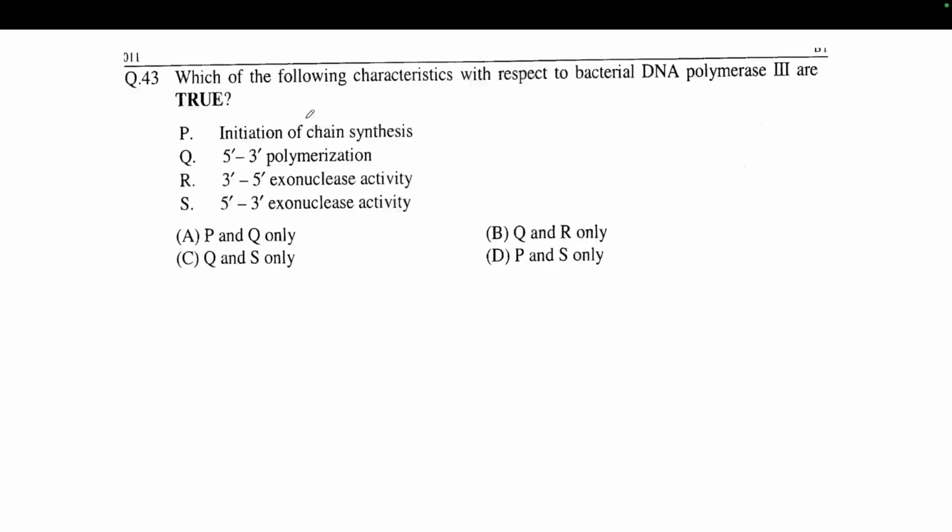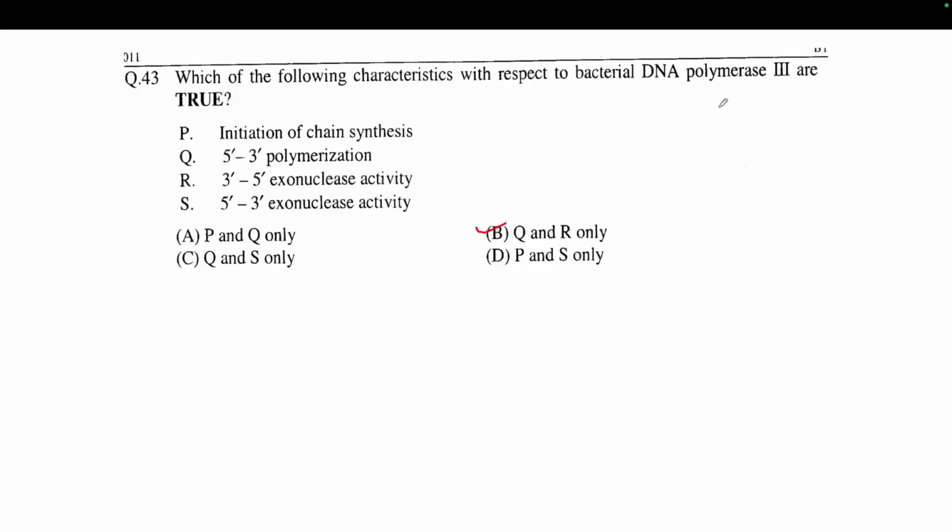It is asked which of the following characteristics with respect to bacterial DNA polymerase III are true: initiation of chain synthesis, 5' to 3' polymerization, 3' to 5' exonuclease activity, or 5' to 3' exonuclease activity. What will be the correct combination for DNA polymerase III? The correct answer of this question will be option B.